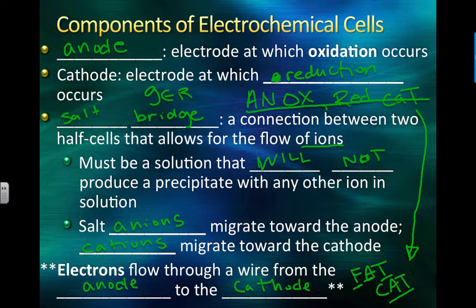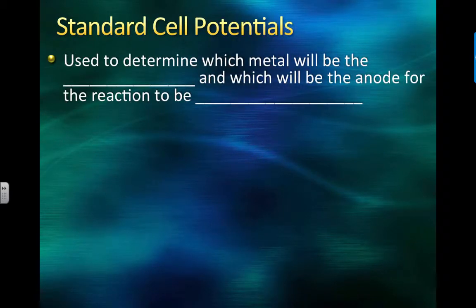An ox: anode, oxidation. Red cat: reduction is at the cathode. And then fat cat, because the electrons flow from the anode to the cathode. Pretty weird looking Old McDonald's farm.